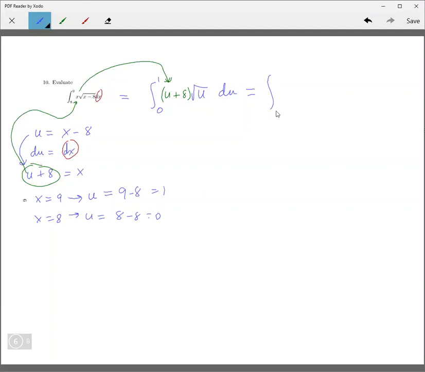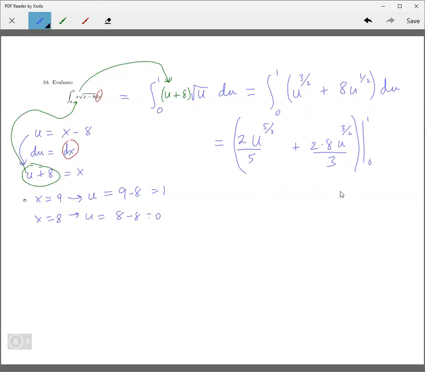And u times the square root of u is actually u to the 3/2. And then you have 8u to the 1/2 du. Now it's time to integrate. We raise this by 1 power to 5/2. When you take the derivative, the 5/2 is going to come down, so we'll counter that with a 2/5. And here, raise that by 1 to 3/2. When you differentiate, a 3/2 is going to come down, so we'll counter that with a 2/3. And that's going to go from u equals 0 to u equals 1.